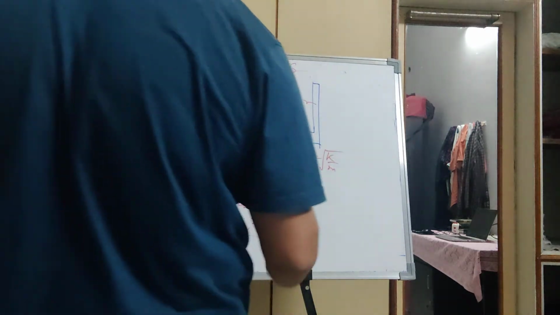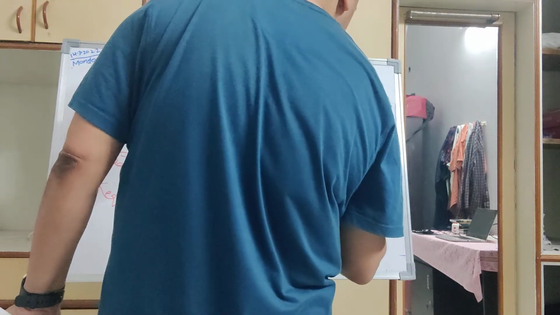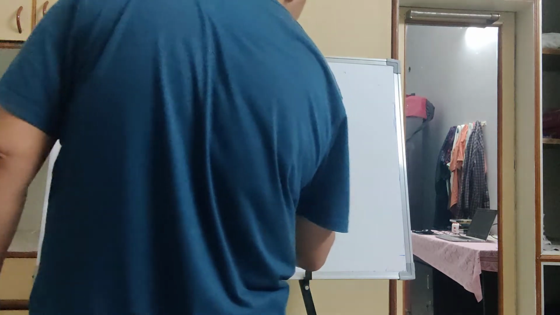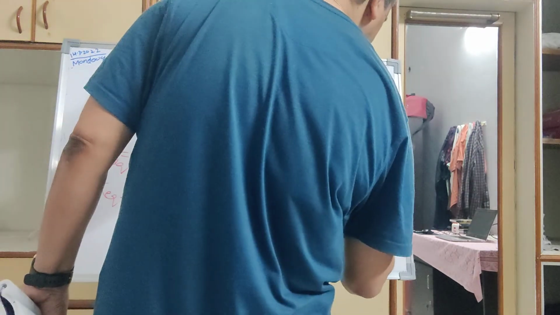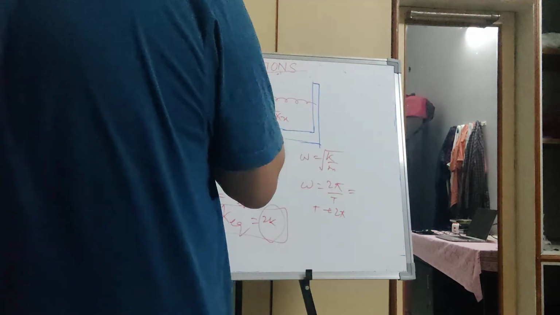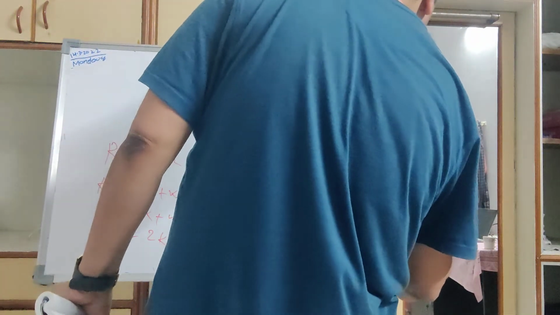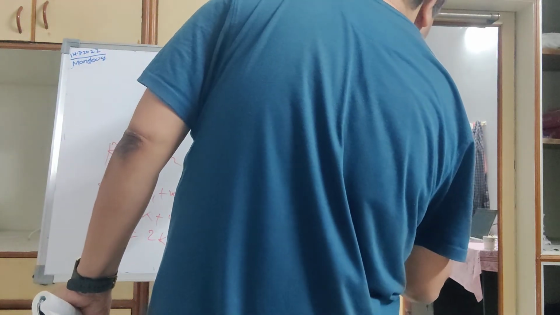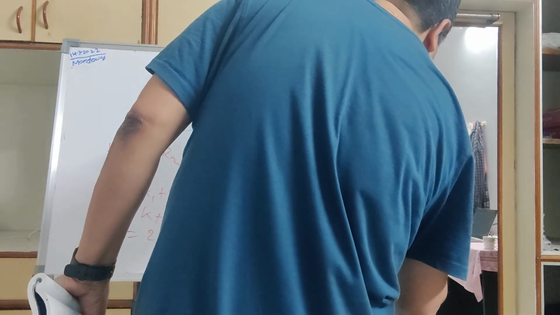So omega is equal to root K by M. Time period is equal to 2 pi by omega, which is 2 pi by T, because in time T it is covering 2 pi, right? So omega is equal to 2 pi by T. So 2 pi by T is equal to root K by M. So time period is equal to 2 pi root M by K, and frequency is equal to 1 by 2 pi root K by M.